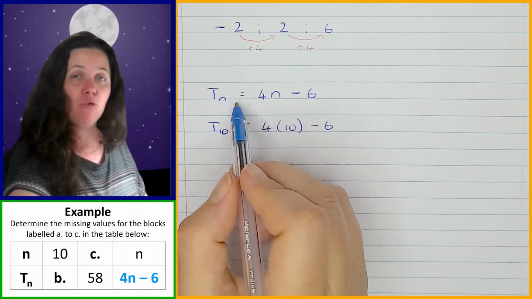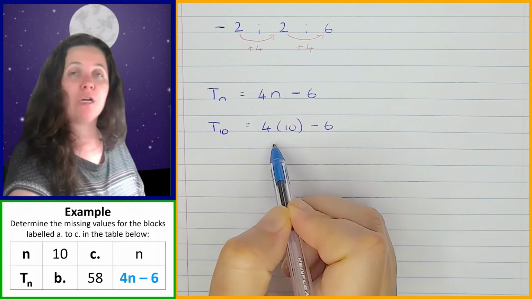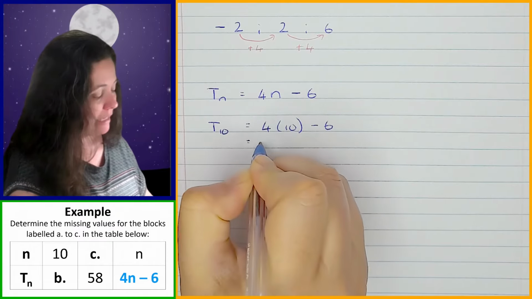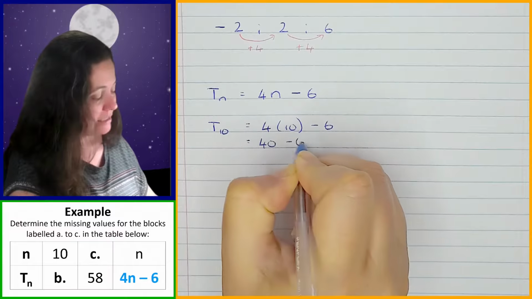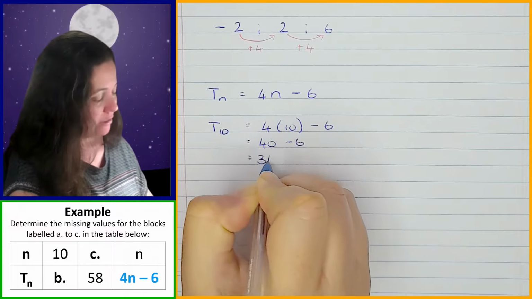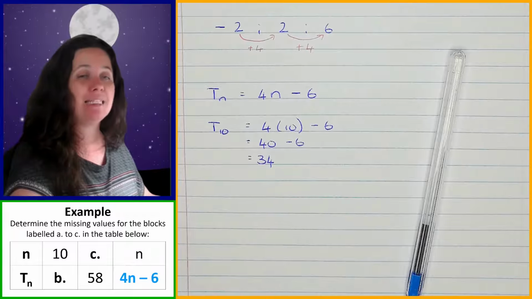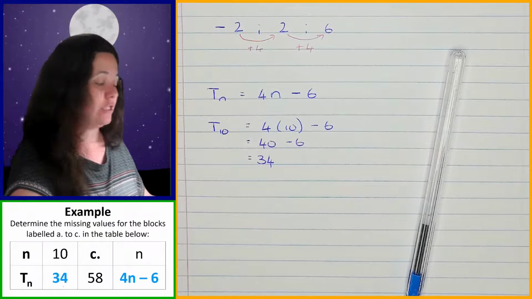So using that same rule that I got for A, I'm now able to go and work out the value of the 10th term. So over here, I have 4 times 10 is 40 minus 6, and that gives us 34. So our 10th term, or the value of the term where n is 10, is going to be 34.